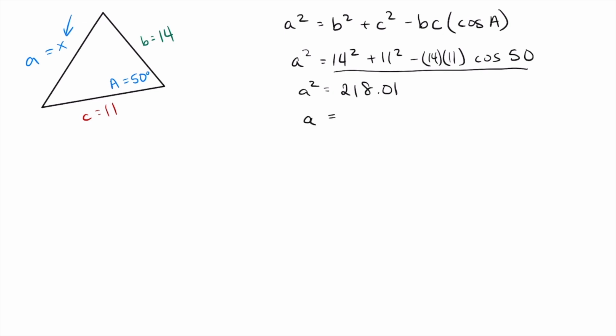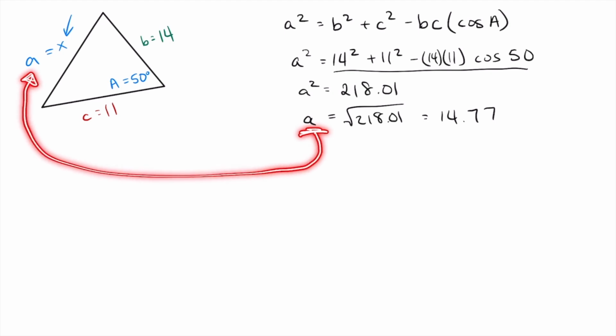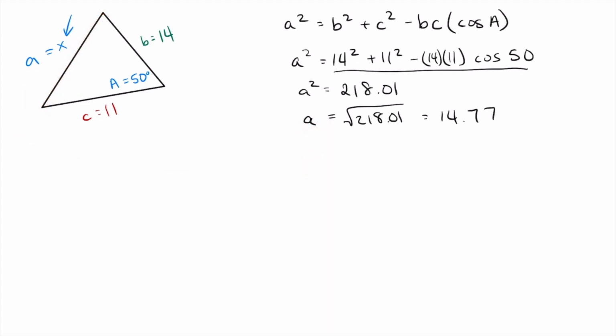Now solving for a, we take the square root of 218.01 and some change, and we get 14.77 when rounded. So therefore side a, which is equal to the variable x, which is this side of the triangle that we're solving for, is equal to 14.77.